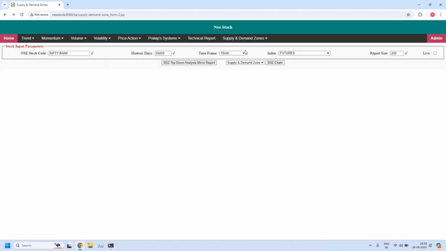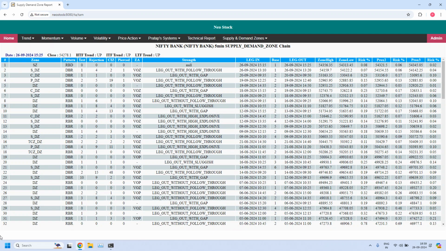The next time frame is 5 minutes. I'm generating 5 minute supply demand zone chain for Bank Nifty. So this is about Bank Nifty supply demand zone chain. With this we have completed both Nifty and Bank Nifty.